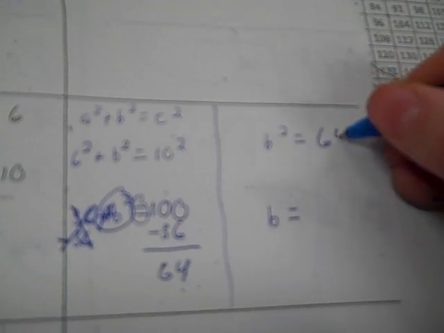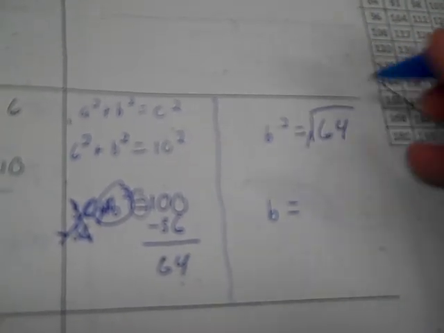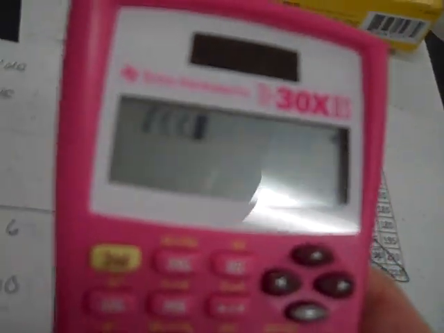So we have 64, and then I find the square root of 64. Use your calculator. And that's 8, okay, which makes sense because 64 is in the bubble. It's exactly 8. Okay. Now please put 8 right there so I can see the answer.